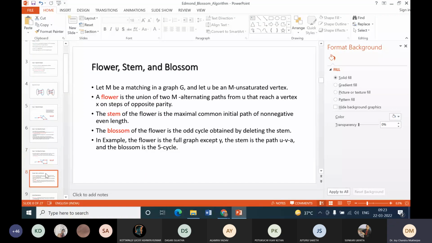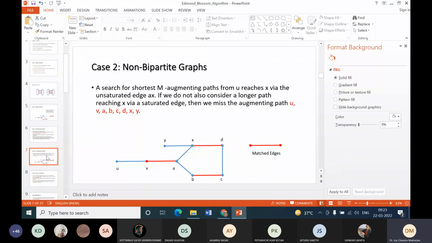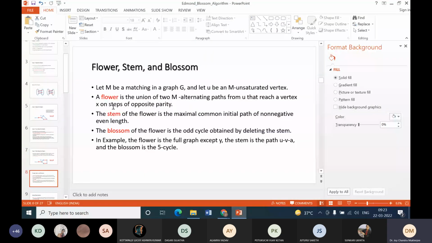Blossom. So flower is the whole thing. This odd cycle is called a blossom, and this stick, which starts from a stick of even length, is called a stem. So if we go by the definition, a flower is the union of two M alternating paths from U, which is an unsaturated vertex, that reach a vertex X on steps of opposite parity. So U is any unsaturated vertex after this matching.